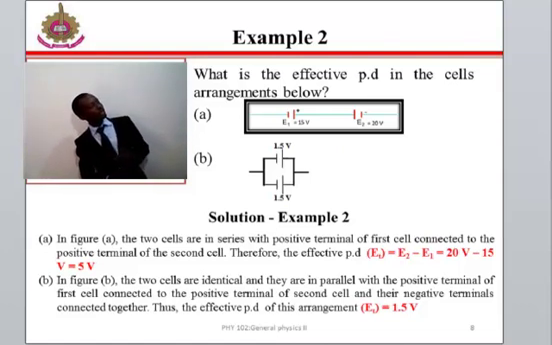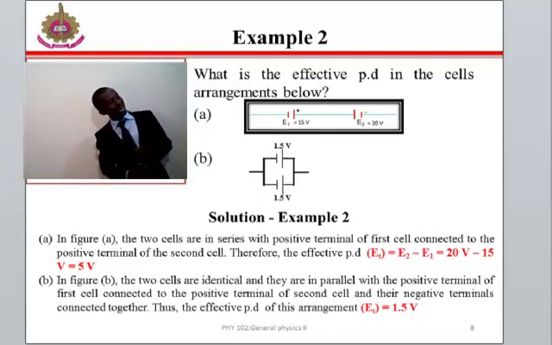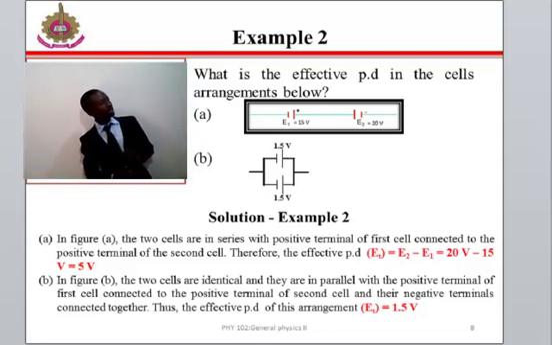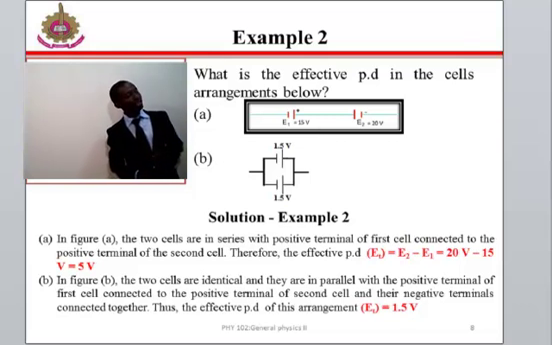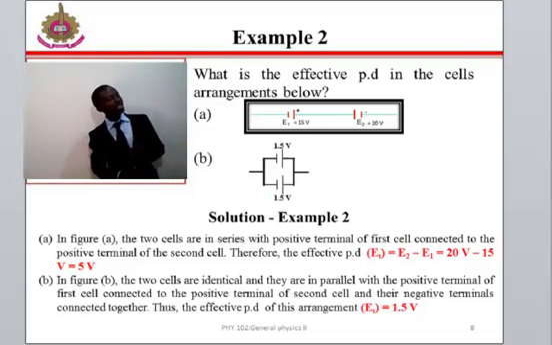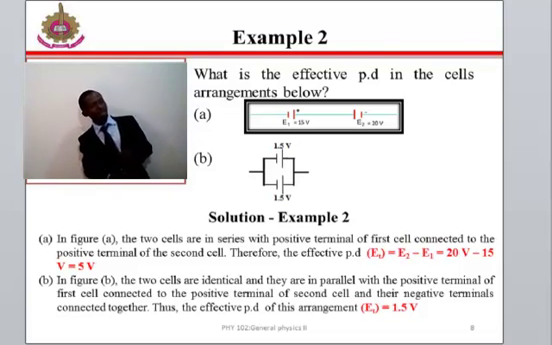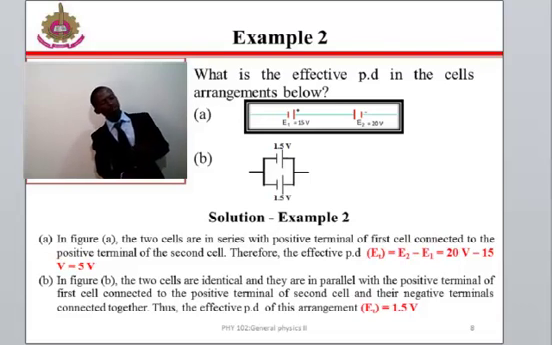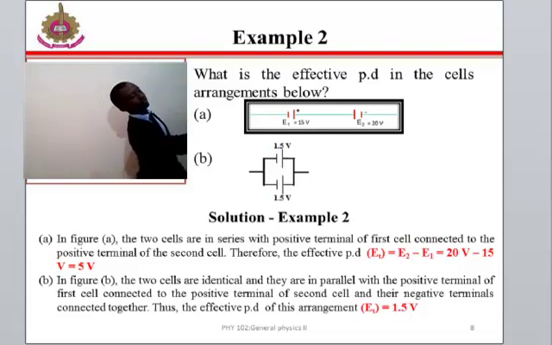In figure B, the two cells are identical and they are in parallel with the positive terminal of the first cell connected to the positive terminal of the second cell and their negative terminals connected together. Thus, the effective potential difference of this arrangement is equal to 1.5 volts.